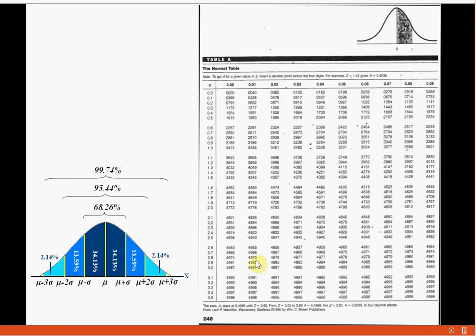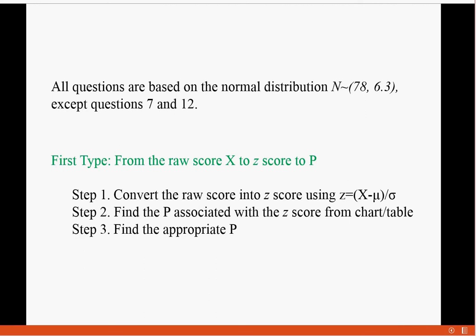So the calculations that we are going to demonstrate today involve more general types of calculation concerning the normal distribution. All the questions in today's demonstration are based upon the normal distribution with the mean 78 and standard deviation 6.3, except questions 7 and 12. Okay. First, let's do the first type of calculation, from the known value of variable x. We convert that into a z-score, and then from the z-score we find the corresponding percentages following these three steps.